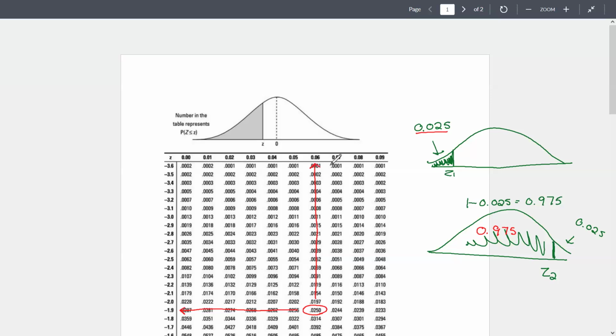If we go up, what we see is that this z-score is negative 1.96. All right, so next we have to find my z2, and the area to the left of z2 was 0.975. So you're going to notice something here. Hopefully we notice something here.